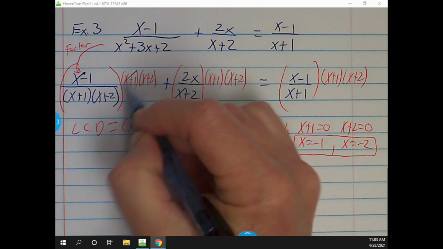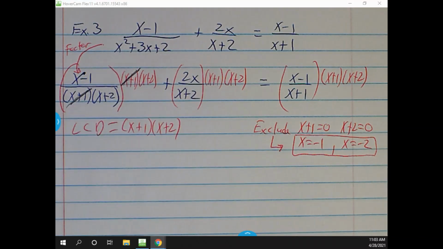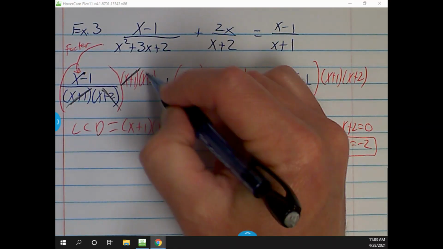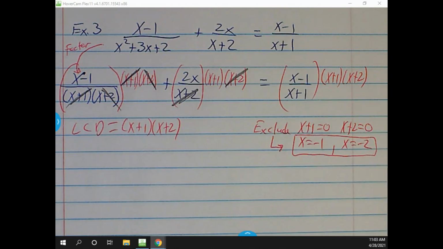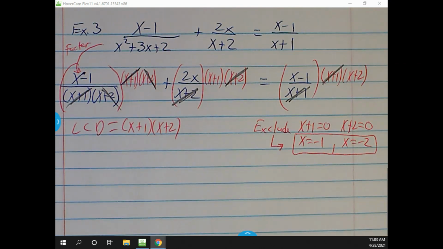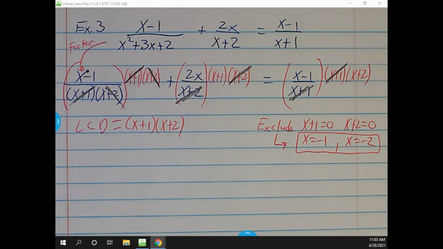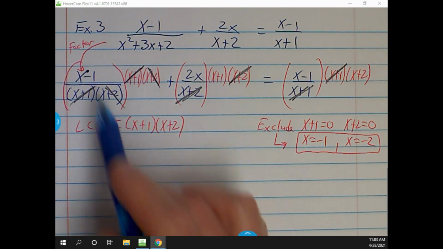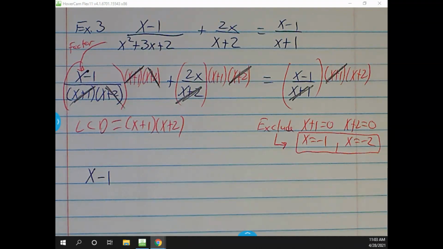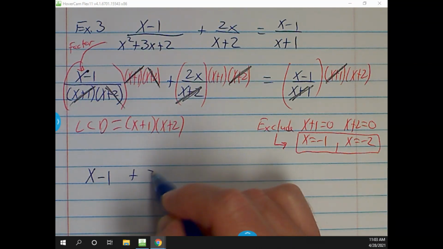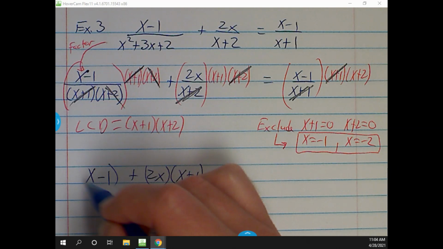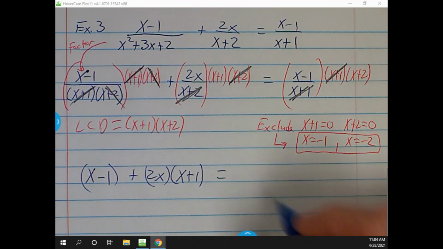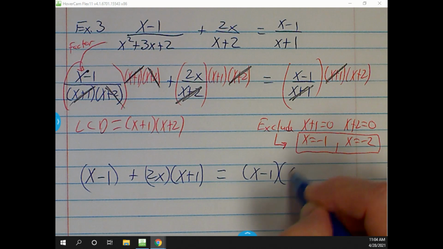Okay, so that x plus 1 cancels that x plus 1. That x plus 2 cancels that x plus 2. That will cancel that, and that will cancel that. Okay, and the hardest thing to do is make sure you don't leave anything out. For this one, we've got the x minus 1. This one has a 2x times x plus 1. And on the right side, we've got an x minus 1 and an x plus 2.